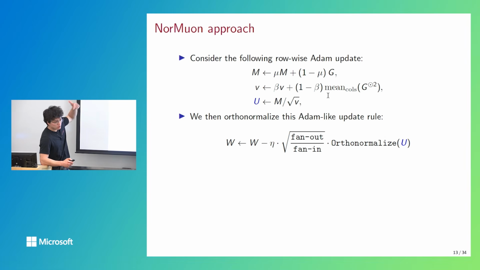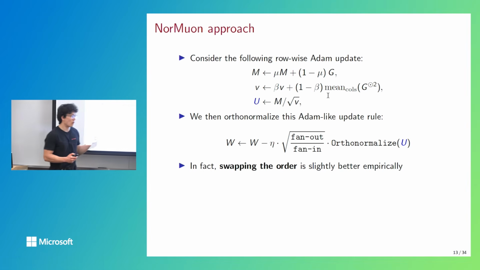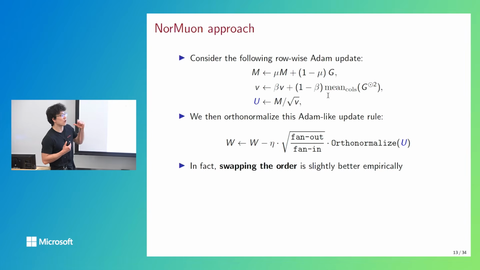In fact, if you go through their paper, they noticed that if you swap the order of orthonormalization and Adam, swapping the order is a little bit more helpful. For the interest of time, I'm not going to go into the details of this. So that's their final design of the algorithm. But roughly, the main idea is to orthonormalize a more advanced update rule.